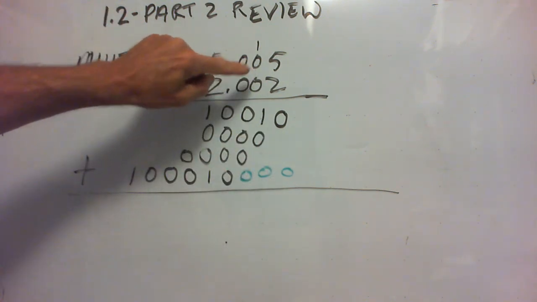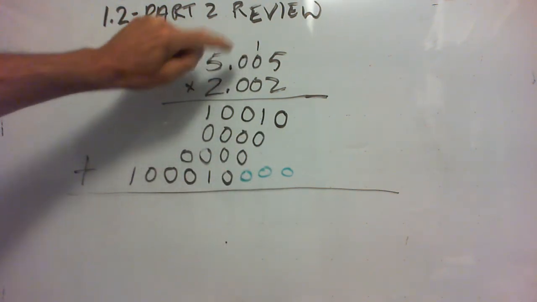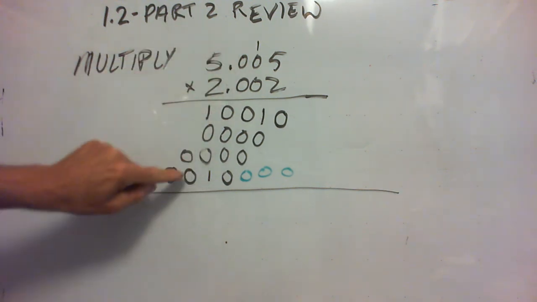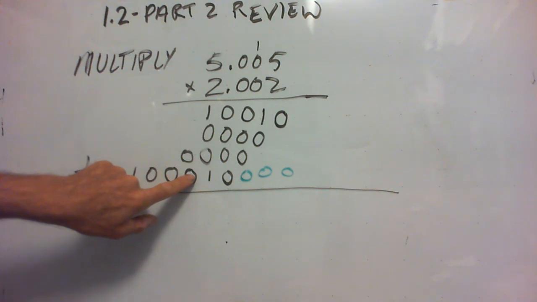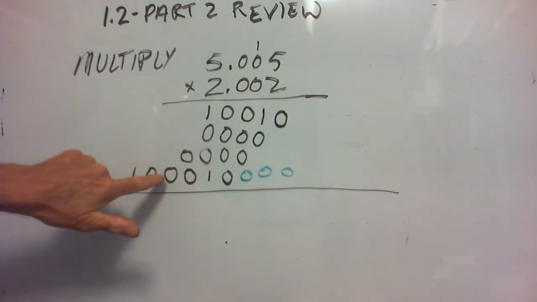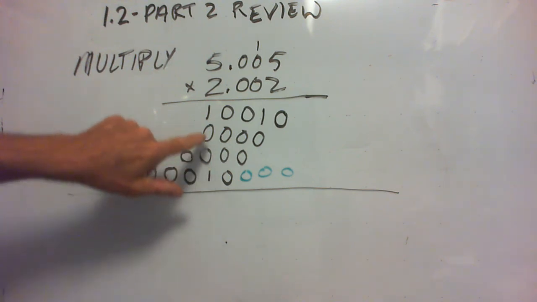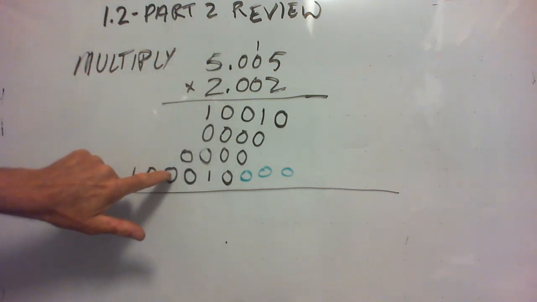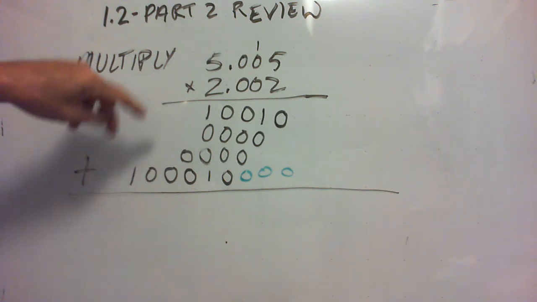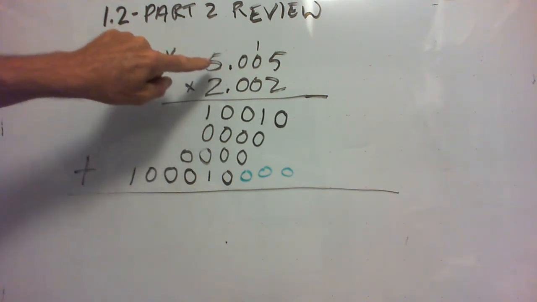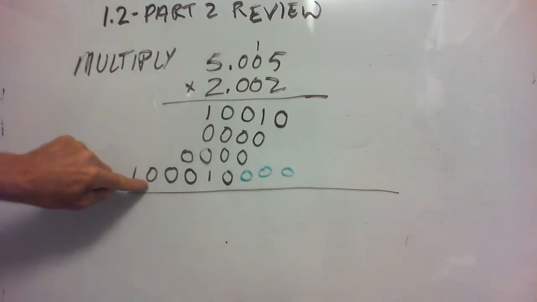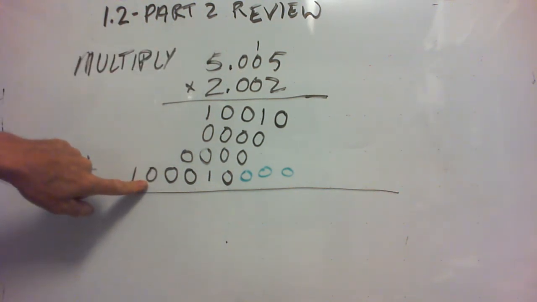Then we have this 0 times 2, which would go right where the 1 is. This 0 times 2 goes right here. Then we have this 0 times 2 goes right there, that 0. Then we have the 2 times 5 is 10 right over here.